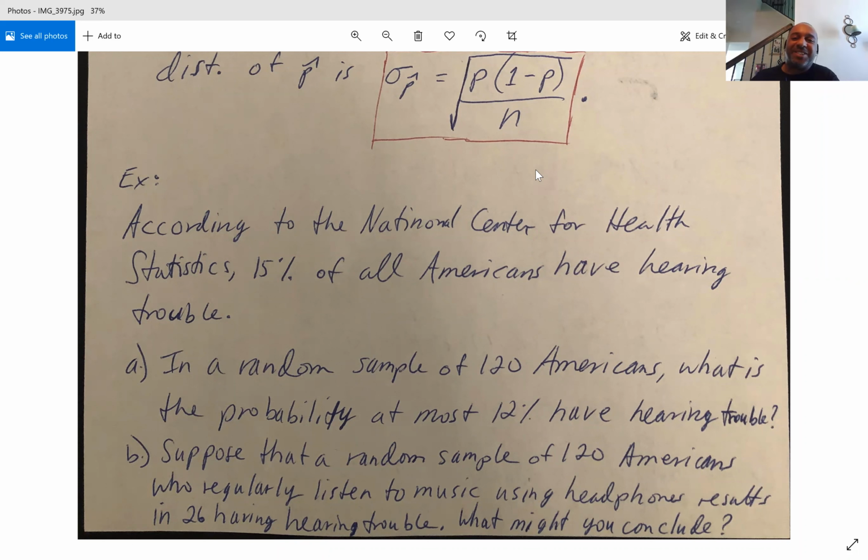According to the National Center of Health Statistics, 15% of all Americans have hearing trouble. In any random sample of 120 Americans, what is the probability that at most 12% have hearing trouble? Suppose that a random sample of 120 Americans who regularly listen to music using headphones results in 26 having hearing trouble. What might you conclude? Okay, cool.